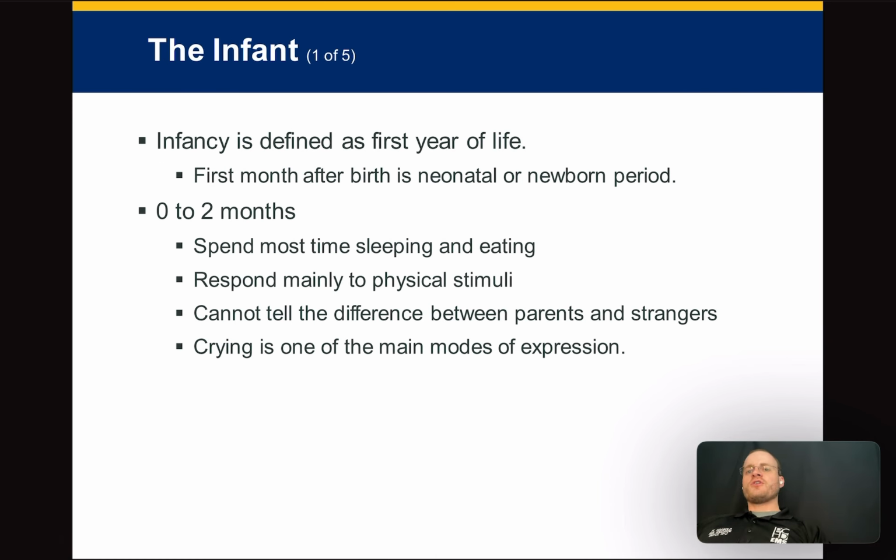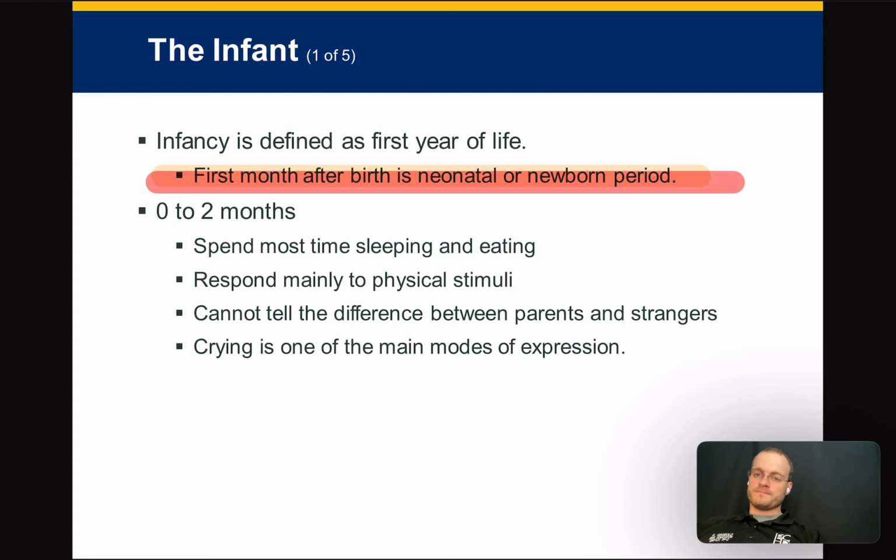Whatever. And so infancy is defined as the first year of life, but the first month, this is an important distinction, is called the neonatal or the newborn period. So the first month, coming to a test near you, is known as the neonatal or newborn period. You must know that.